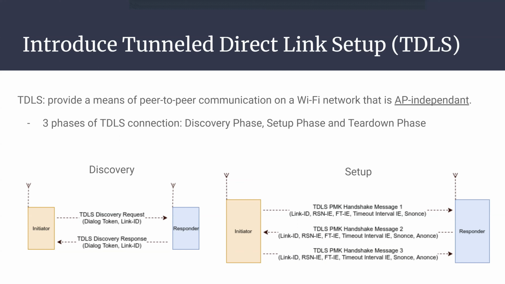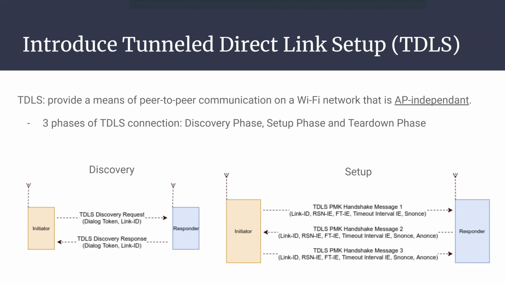The first is the discovery phase. When a Wi-Fi client sends out a TDLS discovery request frame to a peer, a TDLS capable peer that receives this frame responds with a TDLS discovery response frame. The request and response are correlated to one another using a 1 byte dialog token.